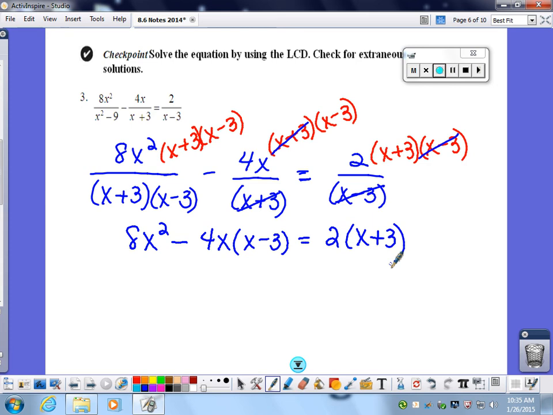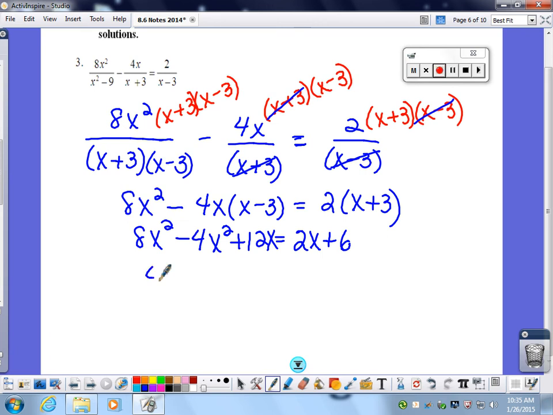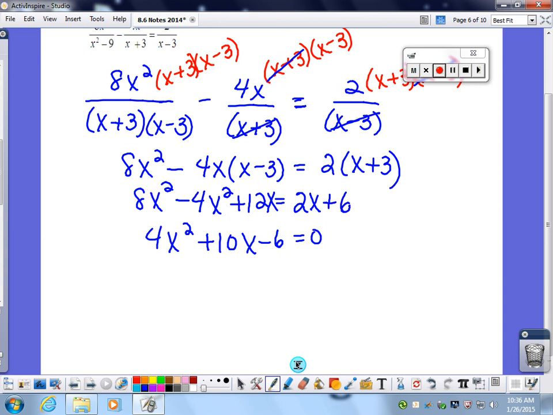All right, now it's Algebra 1. Quadratic, we're looking for two solutions. Let's distribute the negative 4x. Distribute the 2. Combine like terms. All right, since we're solving an equation, notice I have a GCF of 2, so I'm going to divide everything by 2.